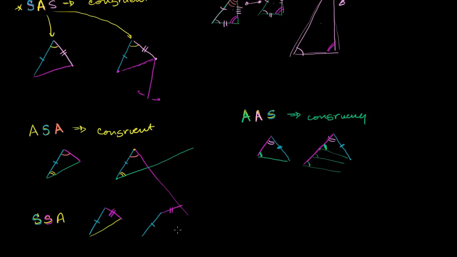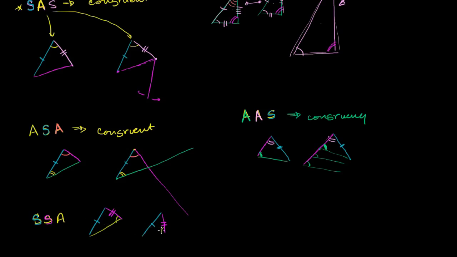Or actually, let me make it even more interesting. Let me try to make it like that. So it's a very different angle, but now it has to have the same angle out here. It has to have that same angle out here, so it has to be roughly that angle. So it actually looks like we can draw a triangle that is not congruent, that has the same two sides being the same length, and then an angle is different.